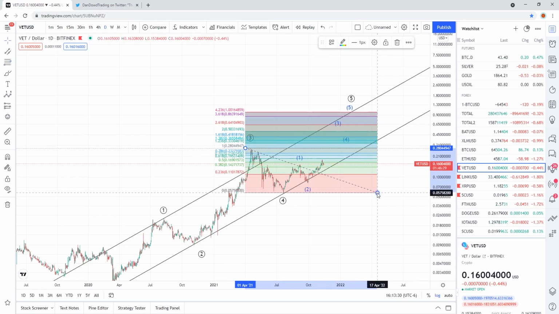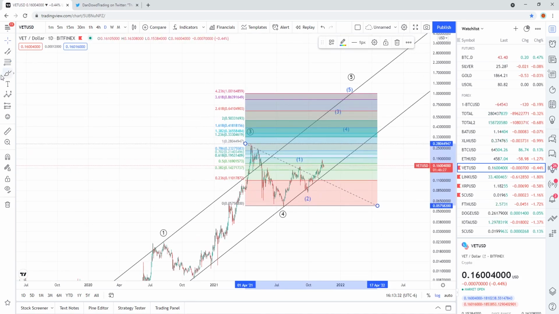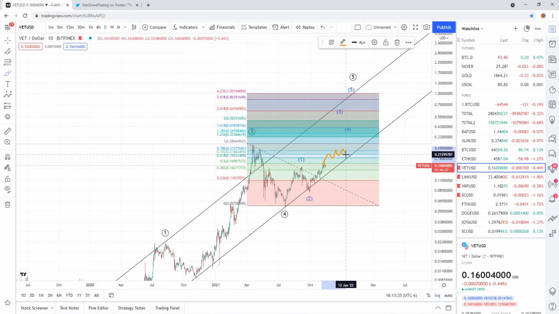Depending on how long this fifth wave takes, if it does drag its feet for a little bit and we do see something like this, like it's slow at first and then it starts to go parabolic, I think that fifth wave may land around $1, which would be that 4.236 extension.